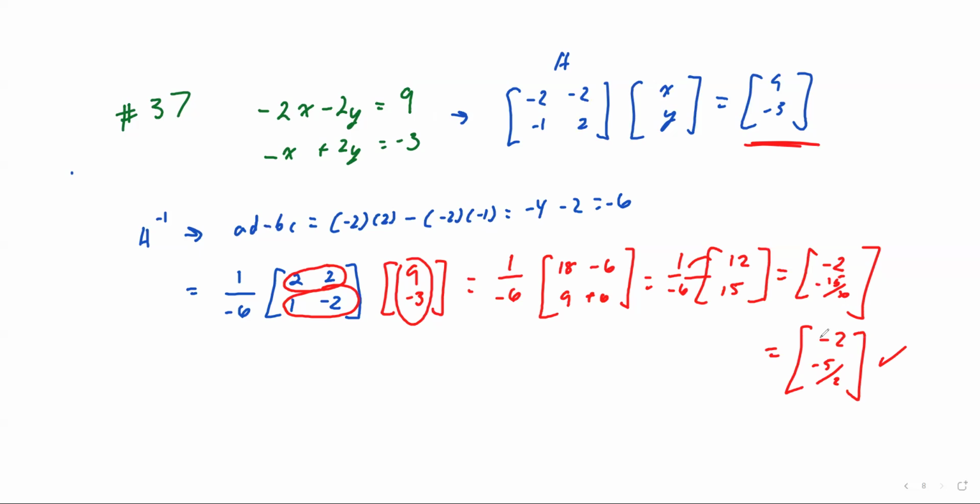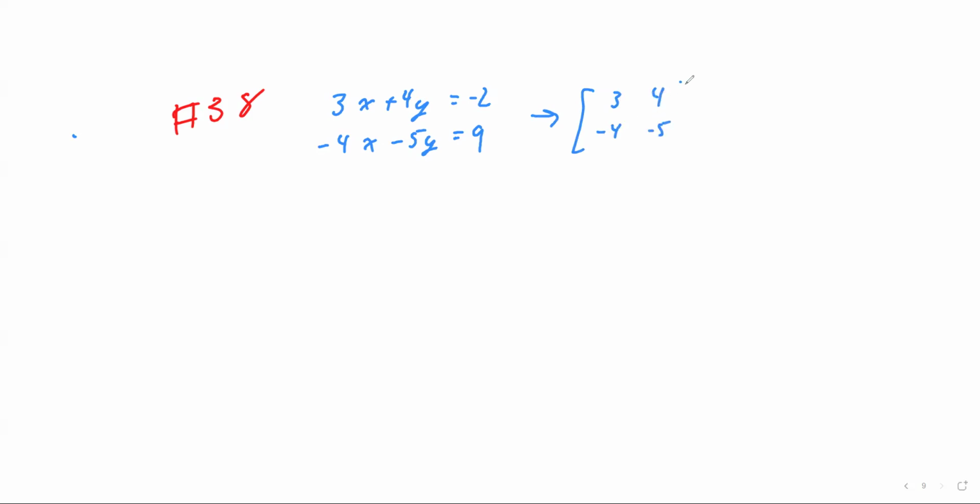All righty. So let's do another one. So you can kind of follow the pattern pretty good. So let's look at number 38. So we get 3x plus 4y equals -2, and then -4x minus 5y equals 9. Again, I'm going to rewrite this. So it's 3, -4, 4, -5, x, y, -2, 9. Remember the pattern here.